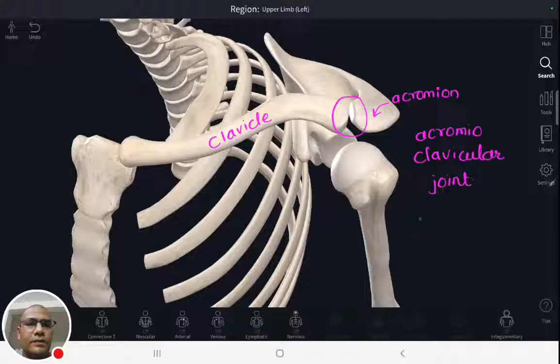So we have discussed two joints. One, sternoclavicular, which is a saddle variety of synovial joint, and at the lateral end we have acromioclavicular, which is a plain synovial joint.